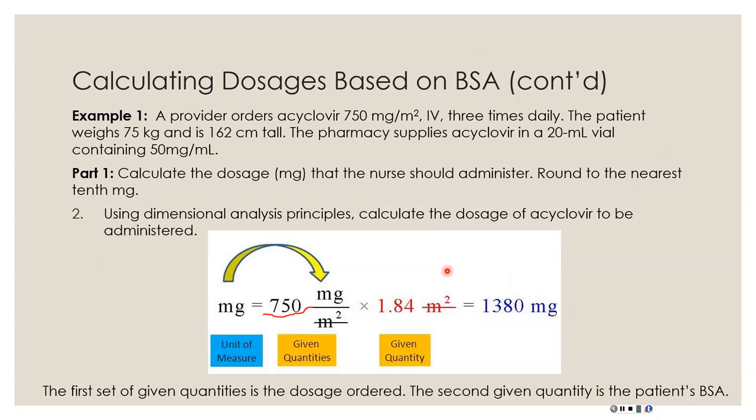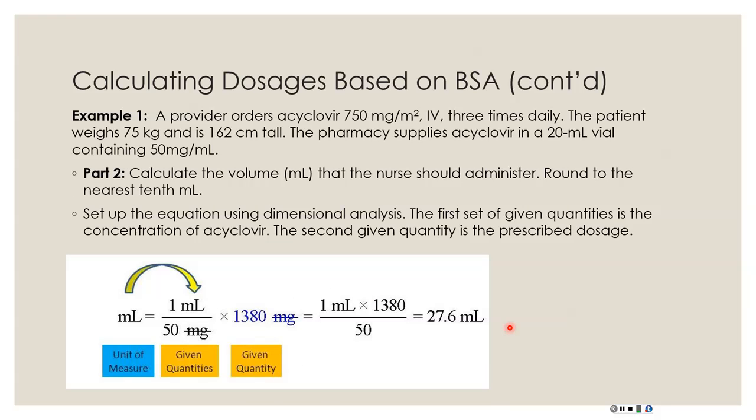All right, so then we have meters squared here, and that's perfect because we had meters squared that we figured out using our formula, and so then we can cross out meters squared here and here, and we entered in what our body surface area was. And so then you would just take 750 times 1.84, and your answer is 1,380 milligrams. All right, so now let's go on to part 2.